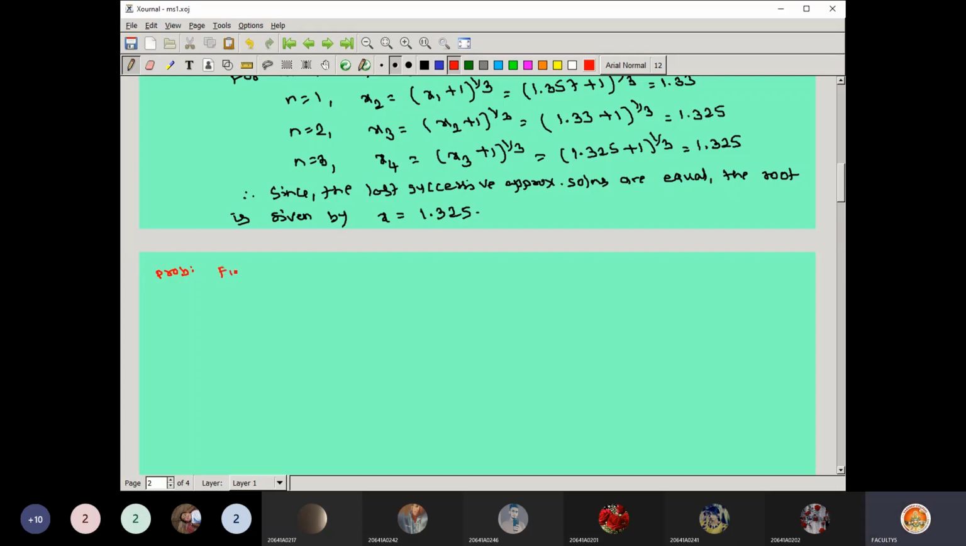So find the root of x cube plus x square minus 1 is equal to 0. If the method is not mentioned, you can use any one, whichever you like most. But at present, I'm using iteration. Is it algebraic or transcendental?